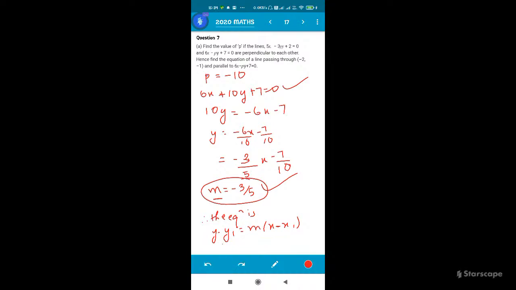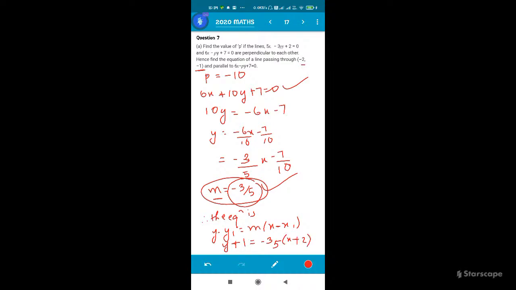So let us find out y minus y1. Our y1 is minus 1. So y plus 1 is equal to our m, which is minus 3 by 5, into x minus x1. Our x1 is minus 2. So we are getting x plus 2.